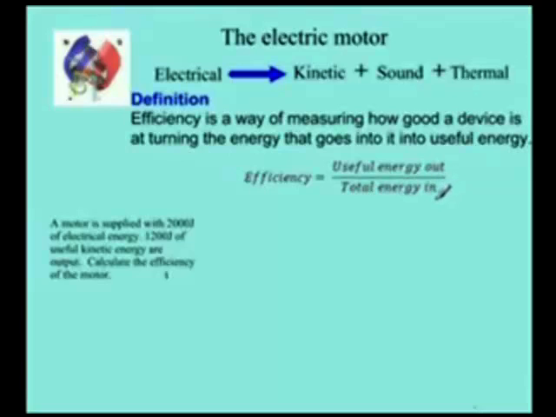Let's do an example. Here's a question. A motor is supplied with 2000 joules of electrical energy. 1200 joules of useful kinetic energy are output. Calculate the efficiency of the motor.